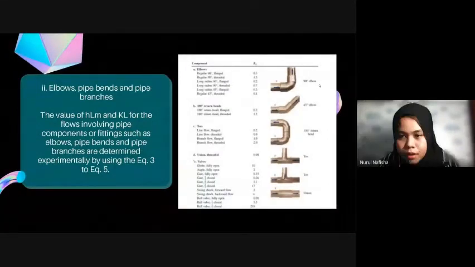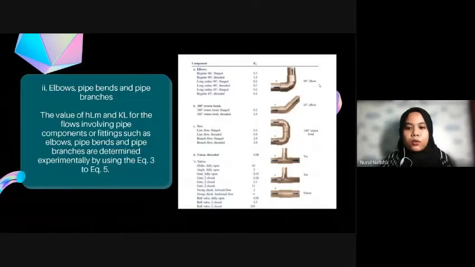So the next tested geometry is elbows, pipe bends, and also pipe branches. The value of minor head loss and loss coefficient for the flows involving pipe components or fittings such as elbows, pipe bends, and pipe branches are determined experimentally by using equation 3 to equation 5, which I have talked about just now. And then the theoretical values of KL for various pipe components or fittings can be determined using the figure shown in the slide.